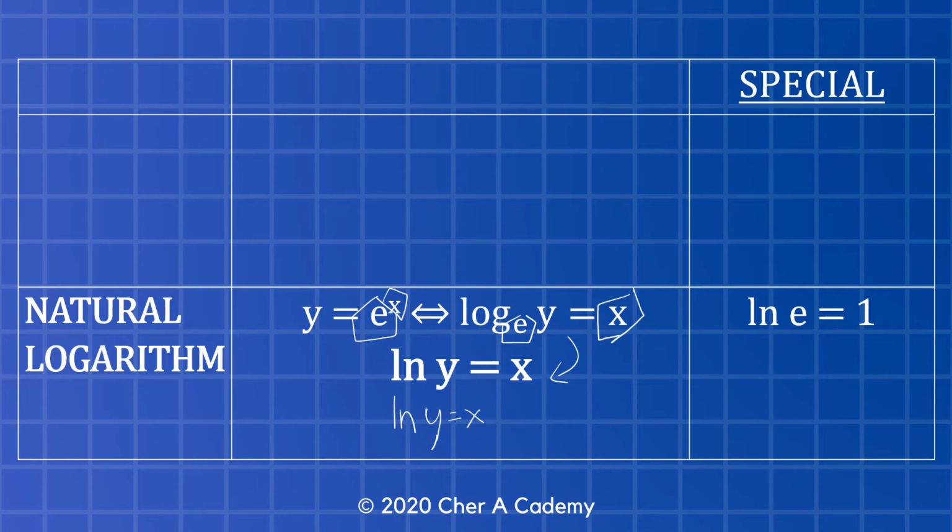So don't be afraid when you see ln y equals x. It basically means log base e of y equals x. So we need to know a special natural log. When you see ln e, it actually means log base e of e is equal to 1. Remember earlier on we have a special log. If these two numbers are the same, the final answer will be 1.